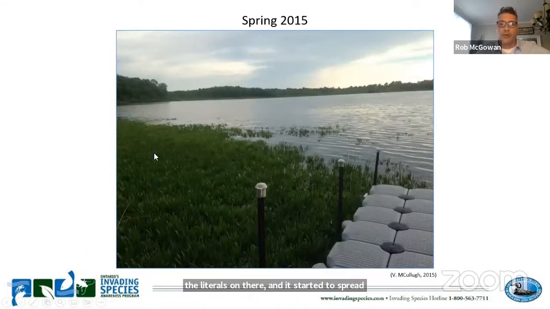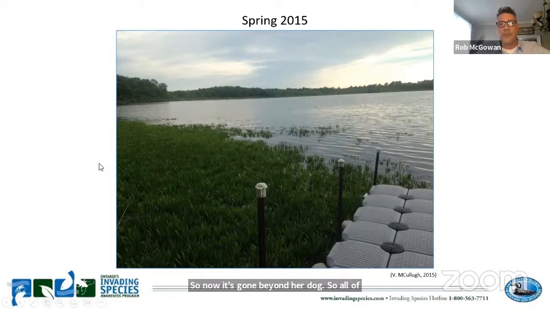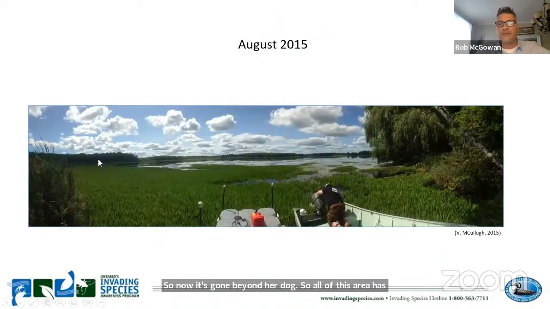And you can see that the landowner has to change her perspective now. So now it's gone beyond her dock. So all of this area has been filled in. And here in August 2015, you can see that it's pretty much taken over the bay. So this plant establishes very quickly. It reproduces very quickly through offsets and turions. And this is why once we get a report, we want to act as fast as we can.